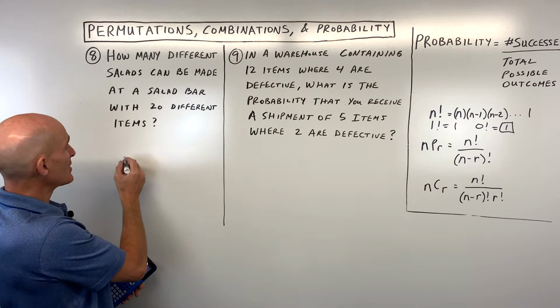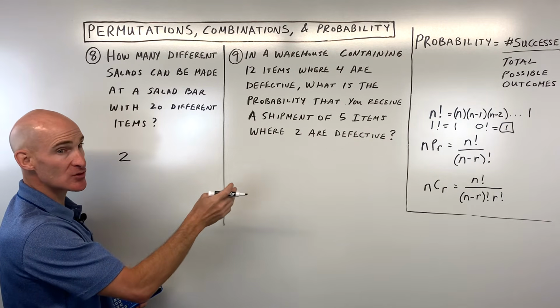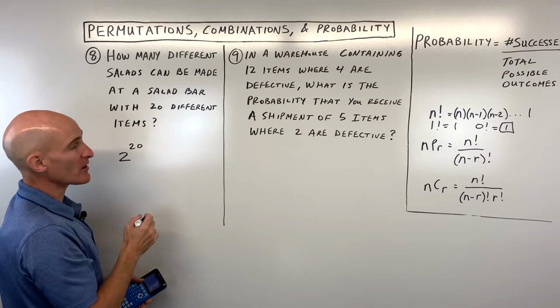Okay, and so basically because there's 20 items and there's 2 choices for each item, it's going to be 2 times 2 times 2 times 2, 20 times. That's 2 to the 20th power.